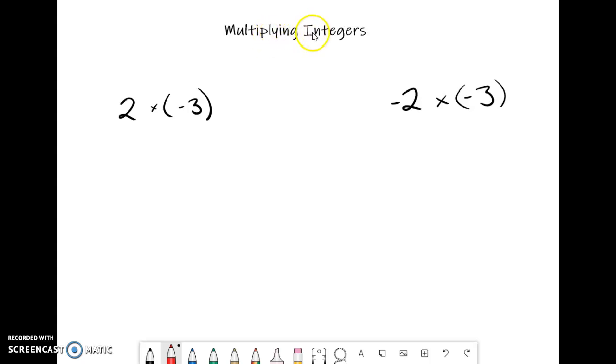Now we're going to multiply integers. We have the problem to the left, 2 times -3. So anytime you do not have a sign, that means it's going to be positive. So we could write a positive and put parentheses around it. Do not need to. So we're going to multiply, and we've got a positive times a negative.